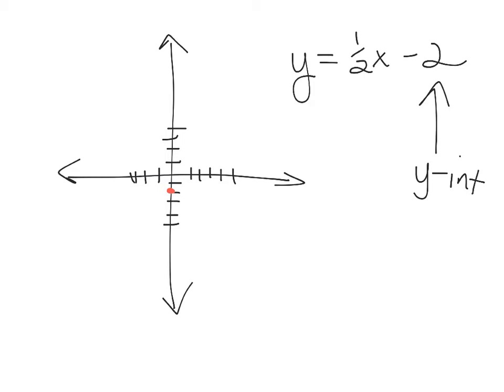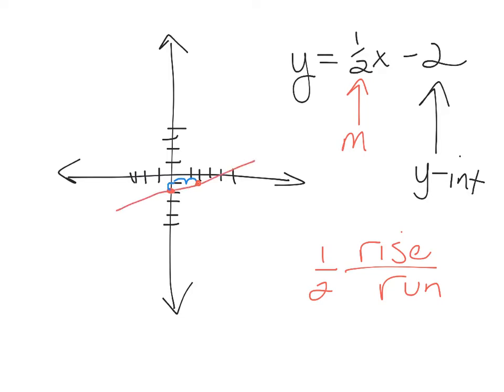What is slope defined as? What over what? Rise over run. Good. Slope is rise over run. My slope is located right here in front of x. So from that first starting point, that -2, I'm going to rise 1 up and 2 to the right. So from this point, I'm going to go up 1 and over to the right 2. Put a dot, connect my points. This is how we graph using slope-intercept.